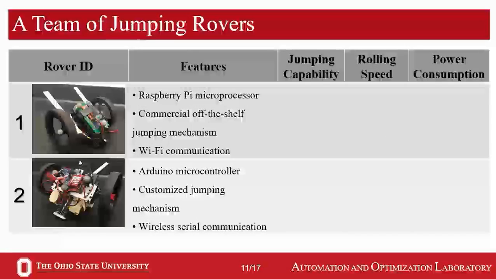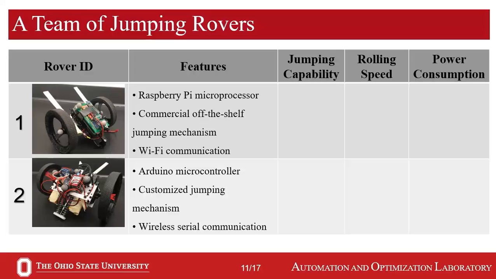For a rover to be used in this simulation, there are multiple requirements. First, it must be able to jump and roll. Second, it must be able to record power consumption and position data in real time to validate the proposed algorithm. Rover 1 was built with a Raspberry Pi Zero-W microprocessor that has Wi-Fi functionality and a commercial off-the-shelf jumping mechanism from Parrot Jumping Sumo. On the other hand, Rover 2 was built with an Arduino microcontroller, a Synapse serial communication component, and a customized jumping mechanism.